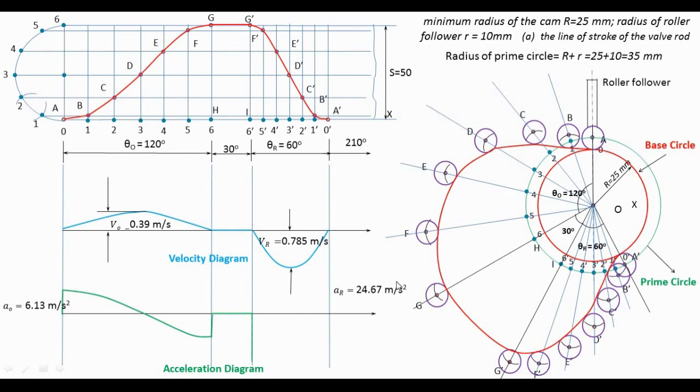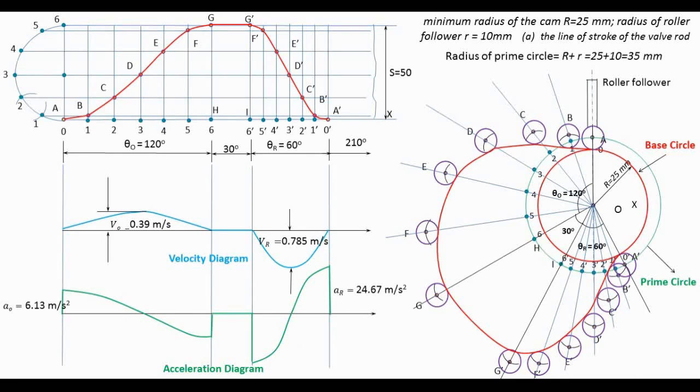Already we have calculated it as 24.67. For the scale, whatever scale you have taken, you have to convert the value of 24.67 meter per second square into terms of mm. That much height you have to take here, and let us draw a curve like this. A similar value will be here, because at the end again the acceleration will be maximum. So this is the acceleration diagram for simple harmonic motion.